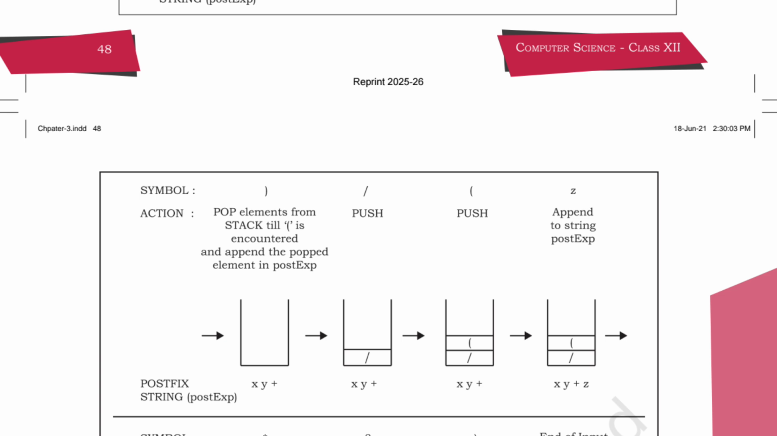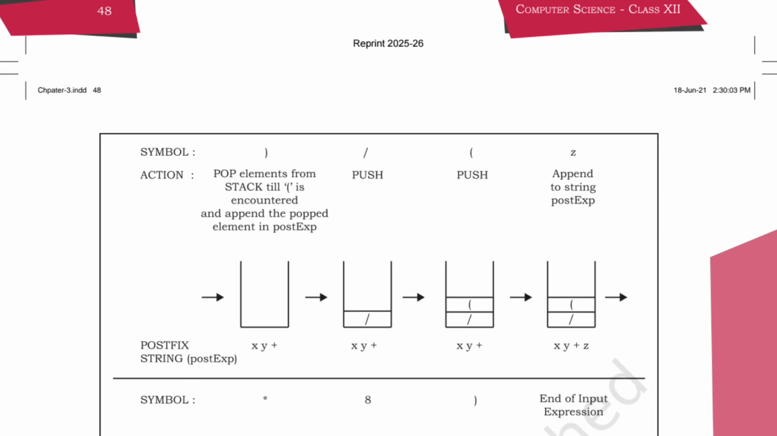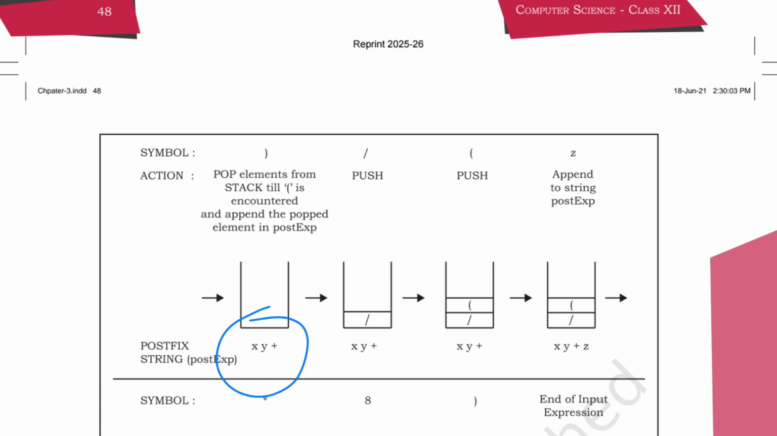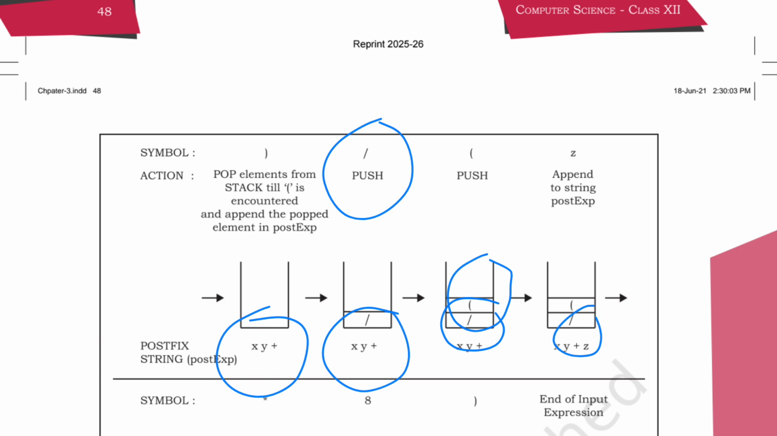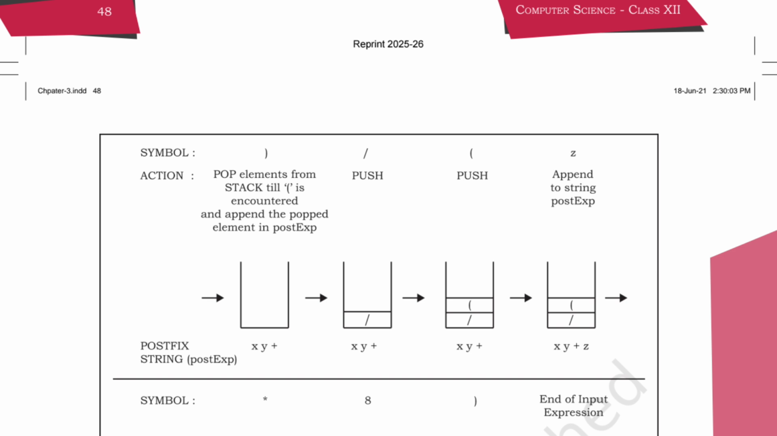Now take this one. This is pop 1. Postfix means what? First you have to write the operands, then you have to write the operators. So x y plus, again x y plus. Then you have to push the divide operator. Firstly push divide, then left parenthesis. So what will be the answer? x y plus and lastly z.